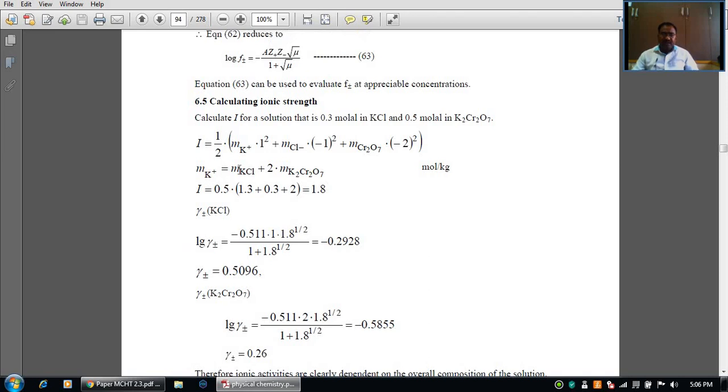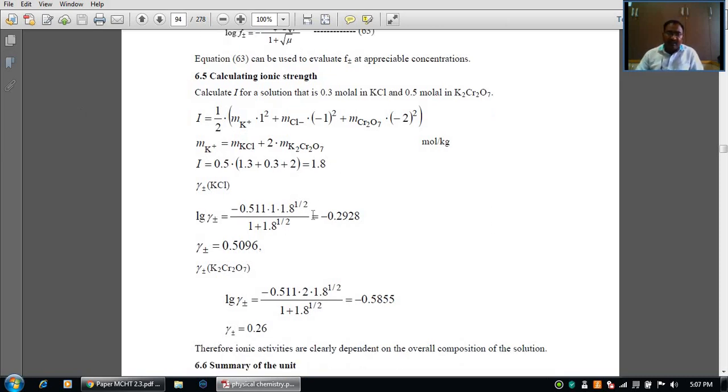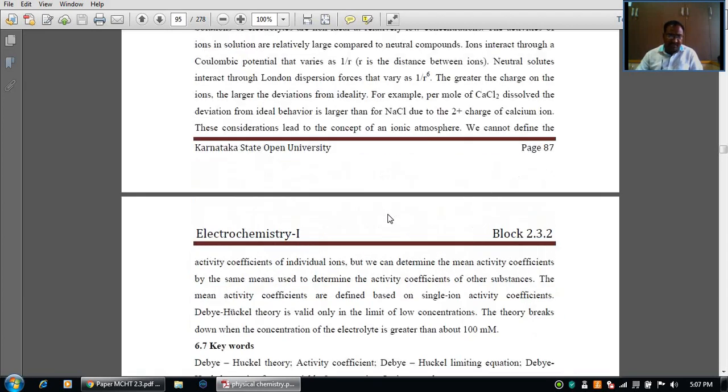And how to calculate the ionic strength of a conducting solution? Here we are going to take different concentrations of potassium chloride and potassium dichromate. Here, potassium chloride is 0.3 molar and potassium dichromate is a 0.5 molar solution, mixed with each other, we get a solution. Okay, how to calculate the ionic strength by using the Debye-Huckel equation?